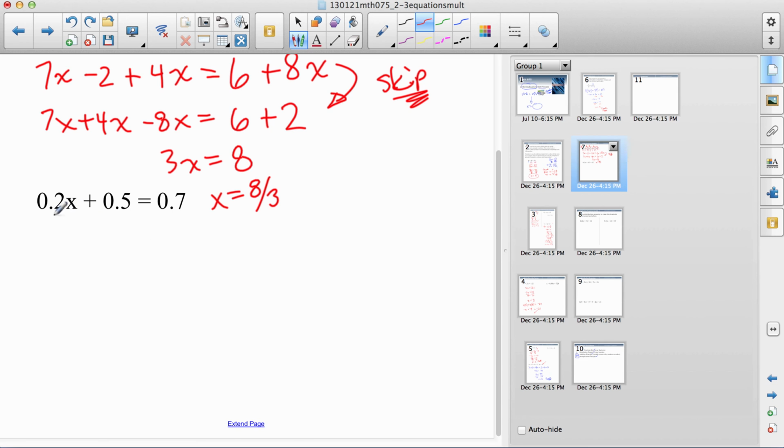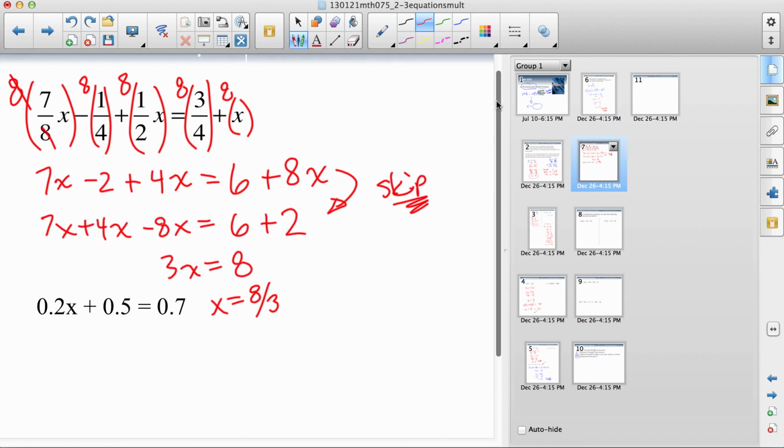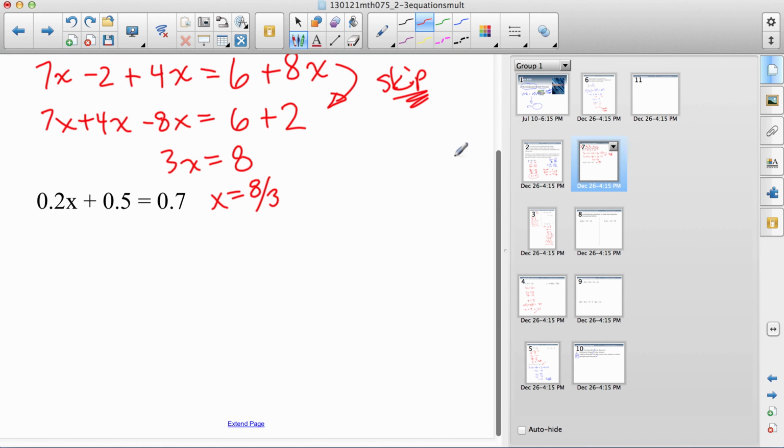Just one quick thing, with decimals you can do the same thing as you did there. It's the same idea. If you can multiply an equation by a certain number to get rid of a pain like decimals, you can. This one you can multiply them all by 10. This one by 10, that's 2x. This one by 10, that's 5. This one by 10, that's 7. Suddenly I've got a nice, easy equation to deal with.